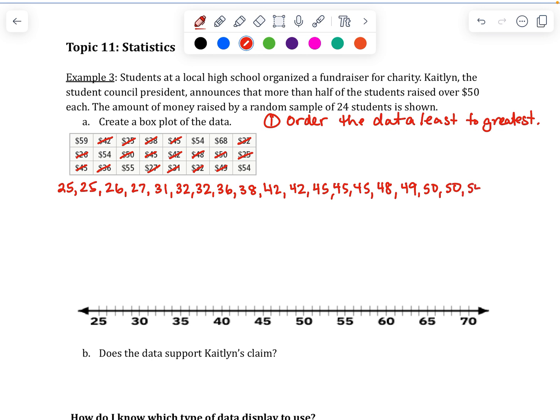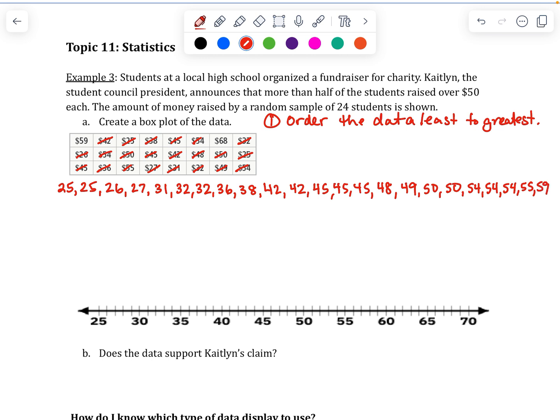A 54. A 55. Oh, a second 54. So if that happens, you just move the last numbers. So we'll go 54 and then 55. Then, oh my goodness, how many 54s did we have there? There's another one. So we got three 54s. Then a 55. Whoops. A 59.